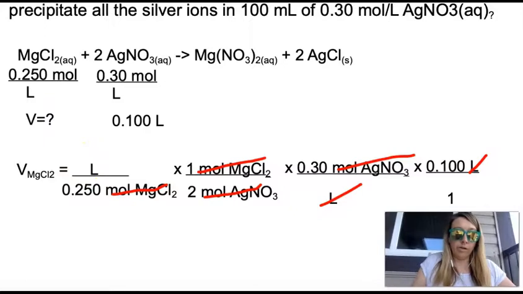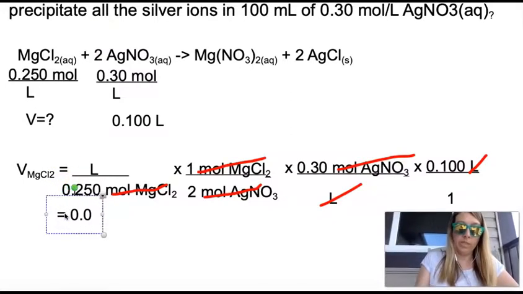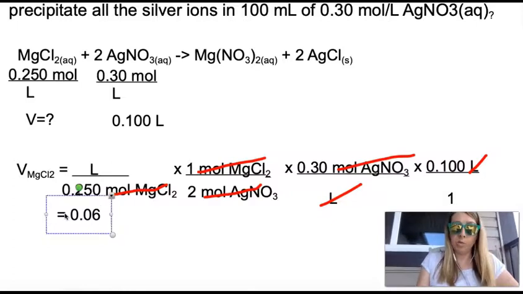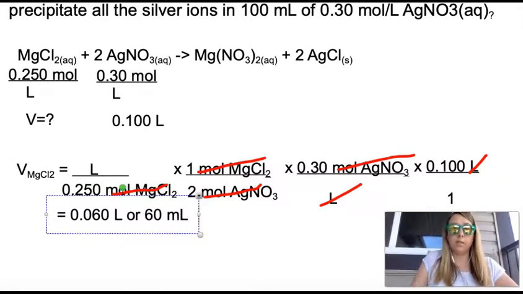Okay, so in our calculator, 1 divided by 0.25, divided by 2, times 0.3, and then times 0.1. Okay, and then we are going to get the volume is equal to 0.060, one more sig dig, and that would be liters. Or if you really want, you could also write this in terms of milliliters and say that it's 60 milliliters.